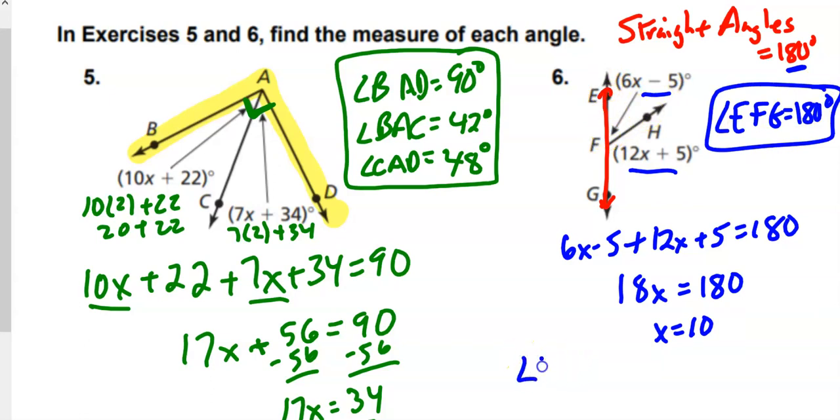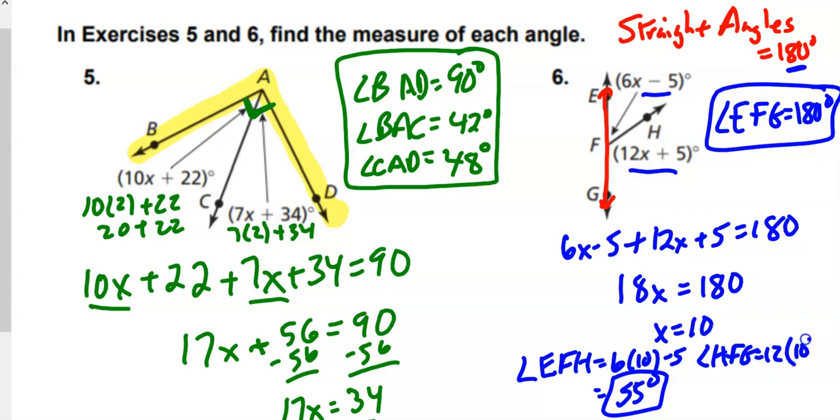So if I'm looking for angle EFH, if I plug 10 in for that x, so it'd be 6 times 10 minus 5. So that's going to be 60 minus 5. So that gives us 55. And we could do the same for angle HFG. So 12 times 10 plus 5. And you're welcome to use your calculator, plug that in. So that's going to be 120 plus 5. So that's going to give us 125 there. And again, there's a quick little check here. I'm going to add those two together. Yes, that does equal 180. So we should be good to go with those.